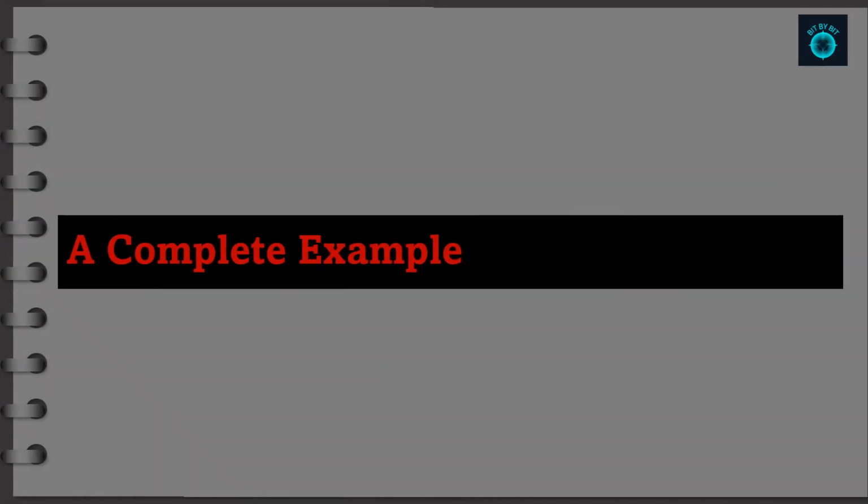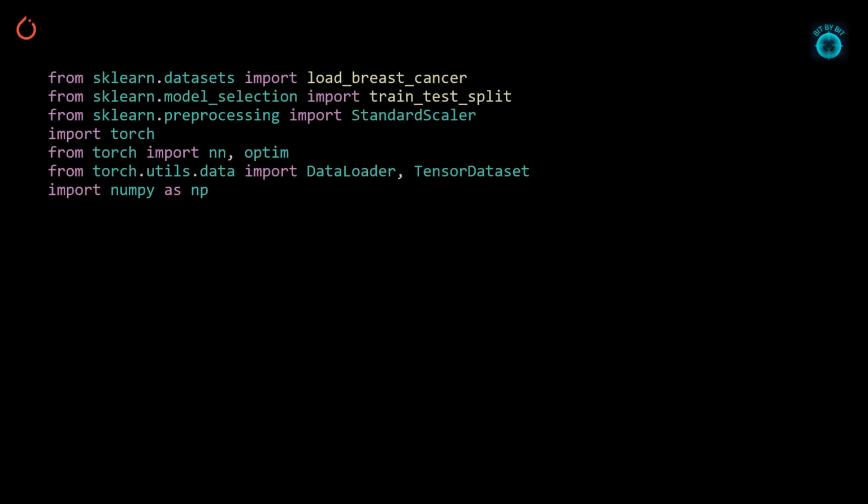A complete example. We begin by importing all the required libraries for building and training our PyTorch model. From scikit-learn, we import modules to load the breast cancer dataset, split it into training and testing sets, and normalize its features. Then we import PyTorch modules for building the neural network, training it, and loading data efficiently. This includes the neural network module, the optimizer module, and the DataLoader utilities. We also import NumPy for compatibility with common array operations, although we mostly work with PyTorch tensors. This setup ensures we have all necessary tools to pre-process data, define the model, and train and evaluate it properly.